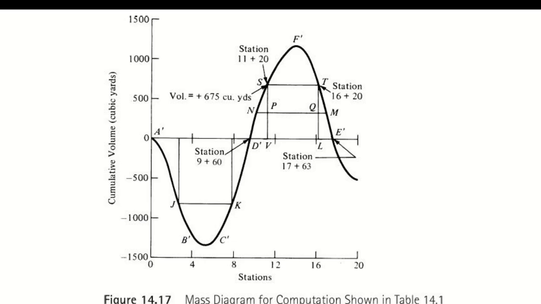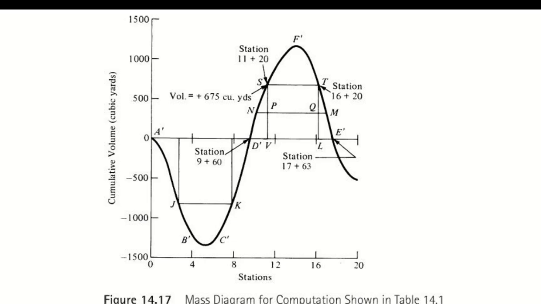So you will take the distance, multiply by the material between every two stations. First of all, I'll start from point D dash. It's a balance point, the 0 point. I'll always start from the 0 point.